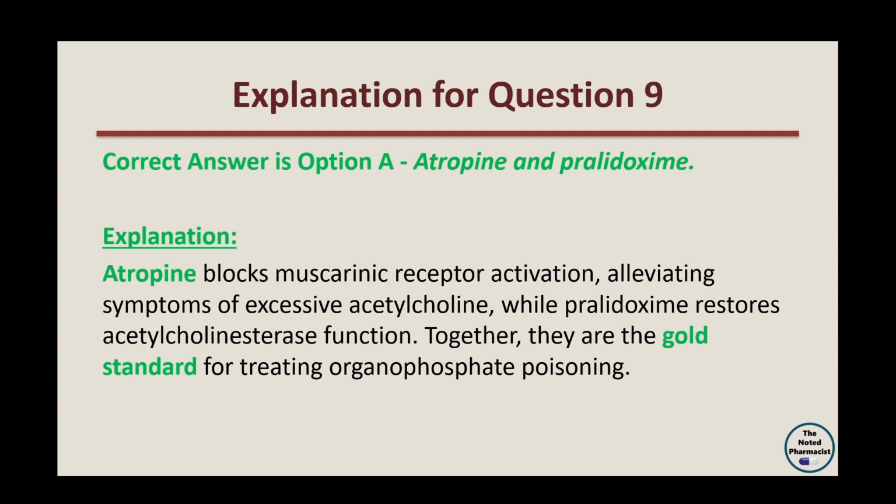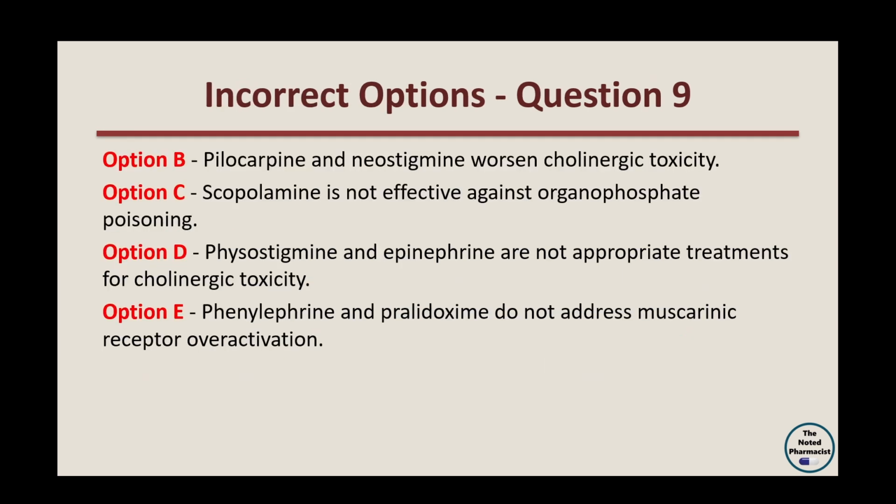Here is the explanation for incorrect options. Option B is incorrect because pilocarpine and neostigmine further increase cholinergic activity, worsening symptoms. Option C is incorrect because scopolamine does not reverse the enzyme inhibition caused by organophosphates. Option D is incorrect because physostigmine exacerbates cholinergic symptoms, and epinephrine is not directly relevant. Option E is incorrect because phenylephrine has no role in treating cholinergic toxicity.